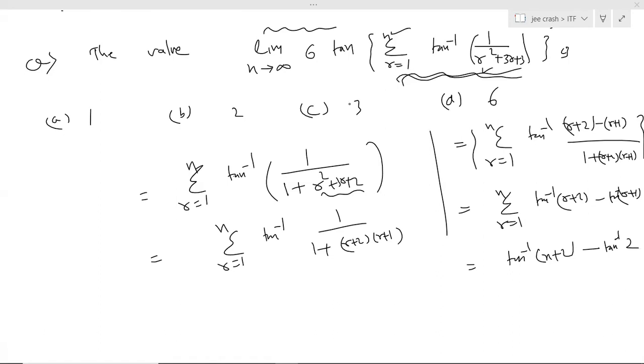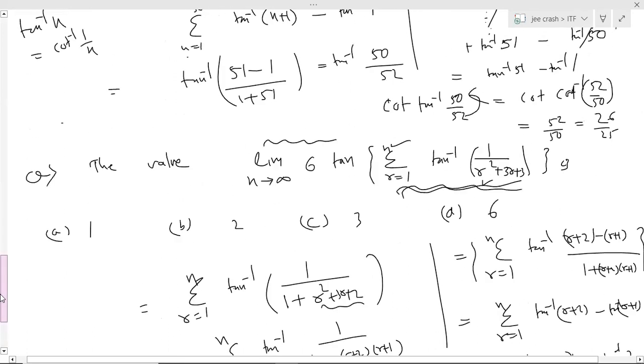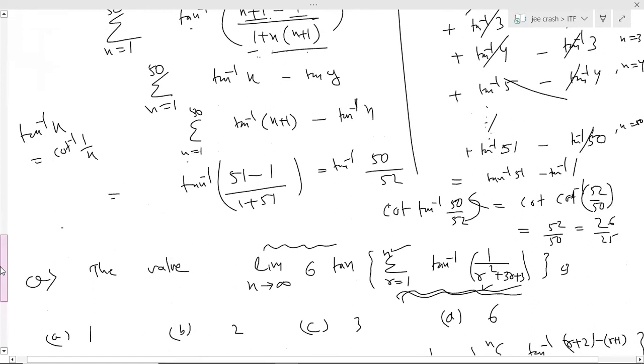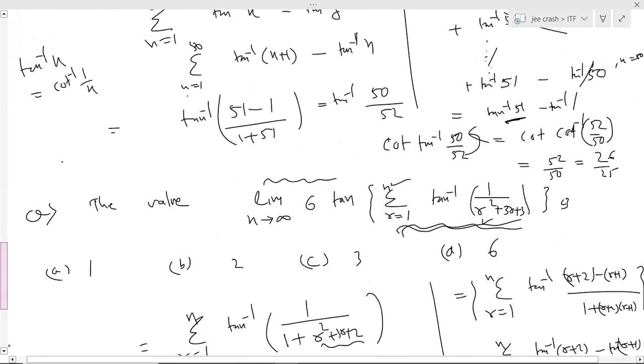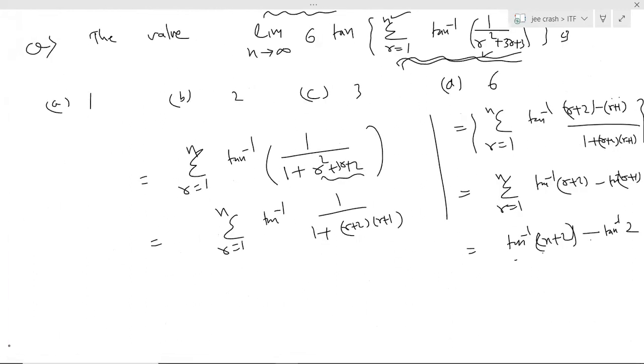Yes, Marita, absolutely correct answer. The option C is the correct answer. So this will remain tan inverse n plus 2 minus tan inverse 2, just like in the previous question. Only this and this will remain, right? So here r plus 1, that means if you put r equals to 1, then you will get tan inverse 2. Last term will be tan inverse n plus 2.